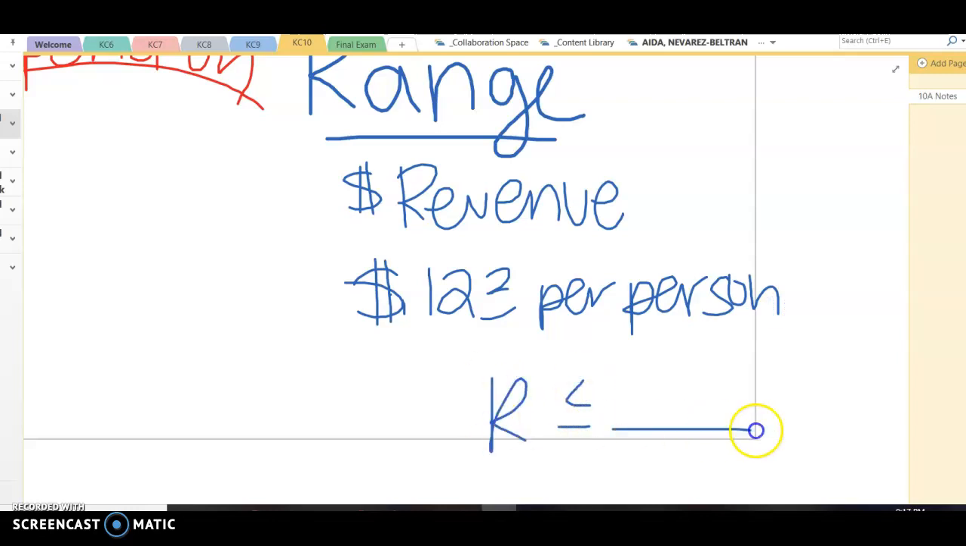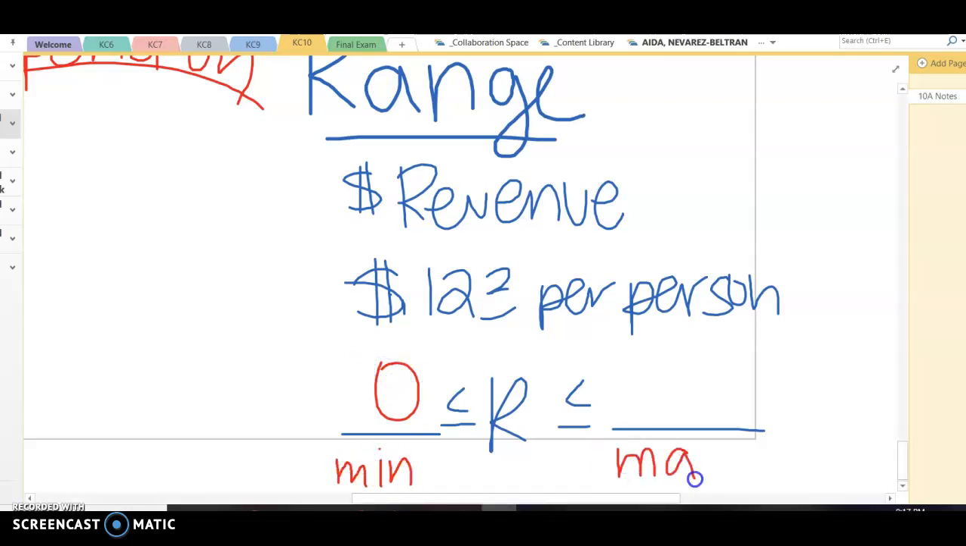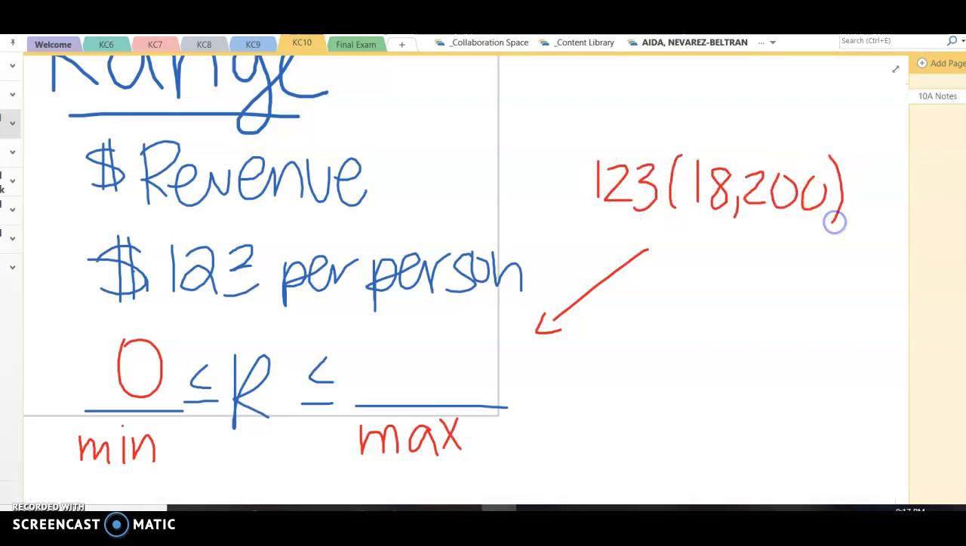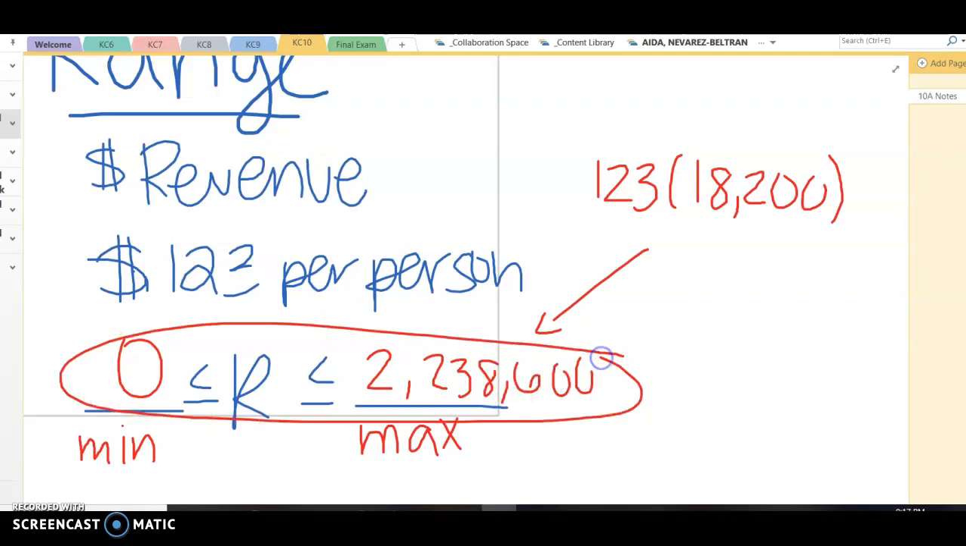The range is the revenue, and it told us it's $123 per person. So for our R, we could either make $0 if nobody shows up, or for a max, we do 123 times all 18,200 people. Type it into your calculators really quick. It is 2,238,600. So there's your range. Hope you enjoyed. I'll see you again soon. Bye.